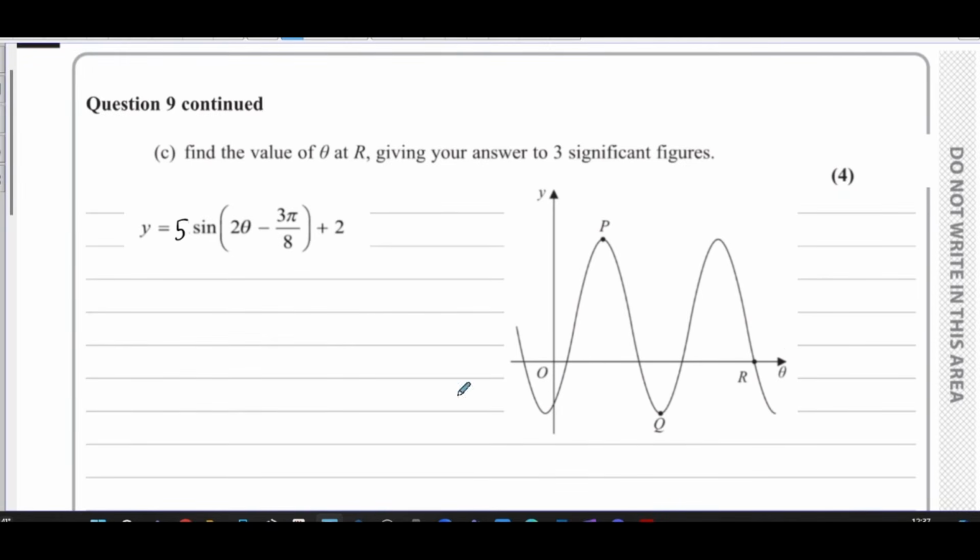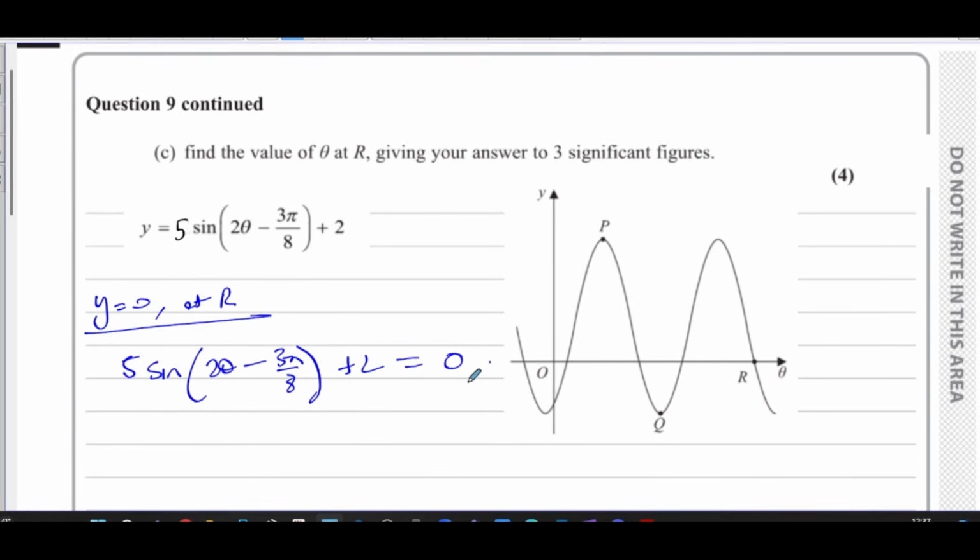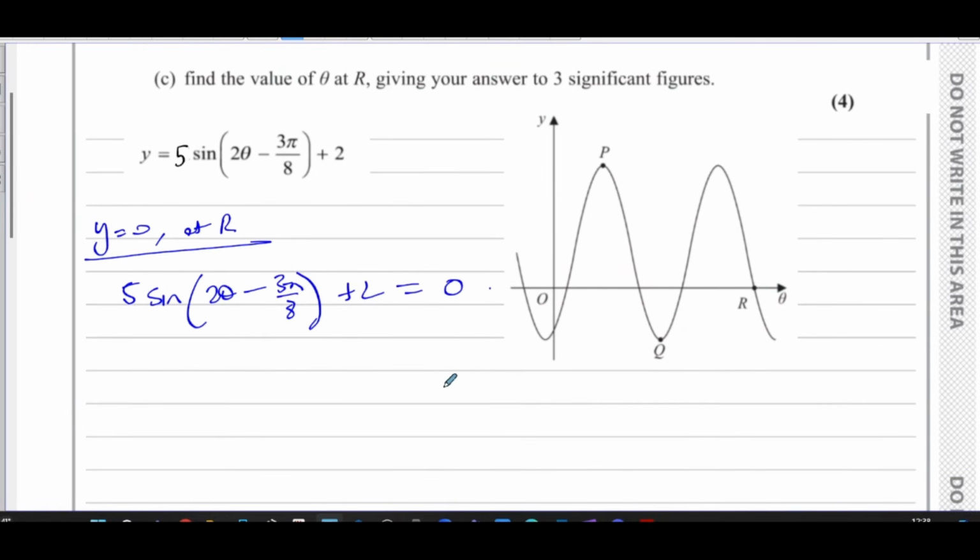So now we've got the equation of this curve, and R is where it hits the x or the theta axis. So at R, y equals 0. Okay, so we can say that 5 times the sine of (2 theta minus 3 pi over 8), plus 2 is equal to 0. So we can rearrange this. We're going to have the sine of (2 theta minus 3 pi over 8) is equal to -2 over 5.